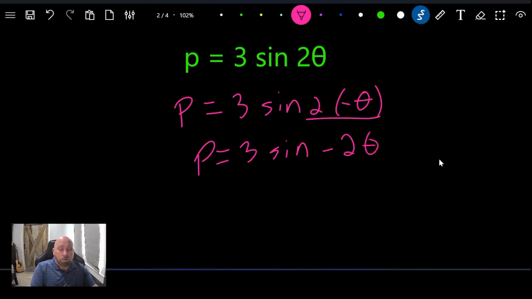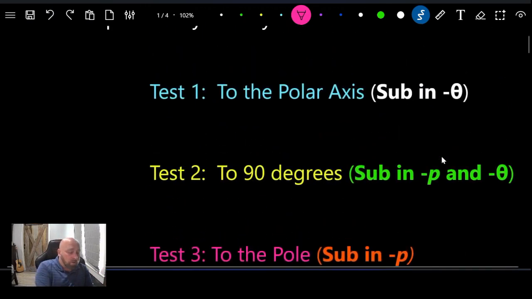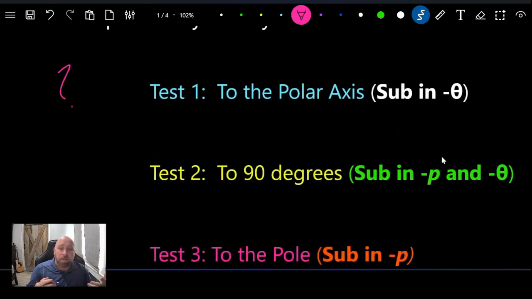Okay. Now, what do you know about this? We can take this sign and move it out front, right? So we have rho equals negative 3 sine 2 theta. So we got the sine 2 theta to look the same, okay? But out here we ended up with something different. Because of that, we would say that we don't know on this one. This is one of these maybes.